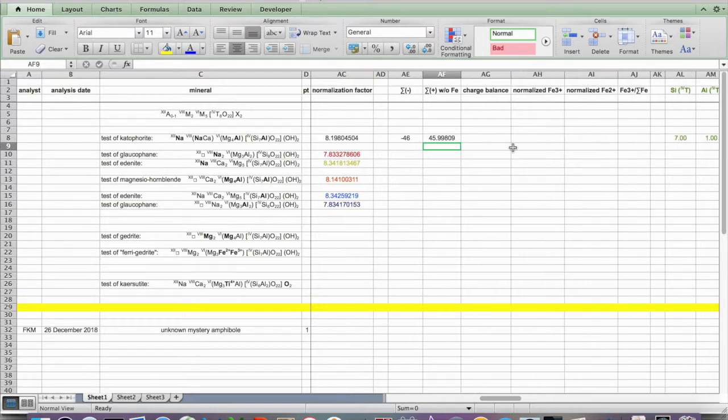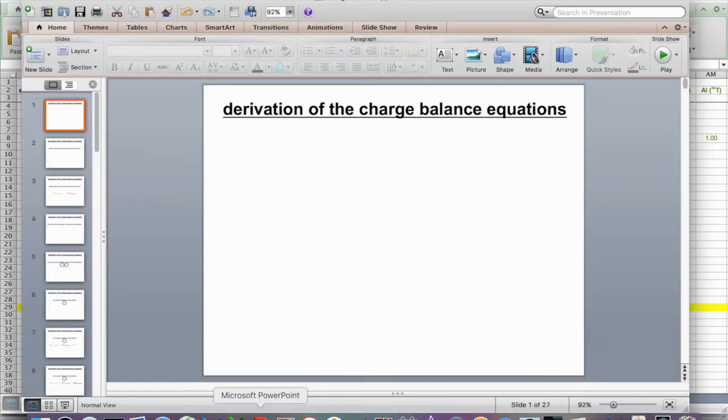Now we need to calculate some additional parameters in here. So we can't do the charge balance yet because we need to have the total amount of charges present. So our next calculation here is going to be the normalized iron 3 plus. Okay, and this is where I'm going to take our little deviation over to PowerPoint and show you how the normalized iron 3 plus and the normalized iron 2 plus cells are calculated. So let's pop over here to PowerPoint. And so now we're going to do the remainder of the derivation for the charge balance equations.